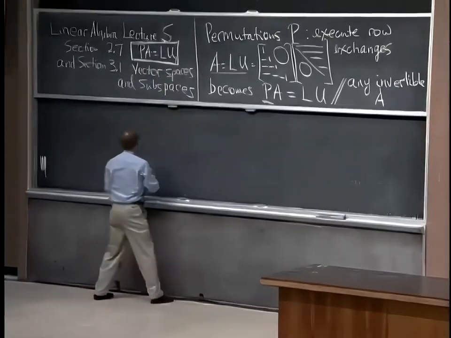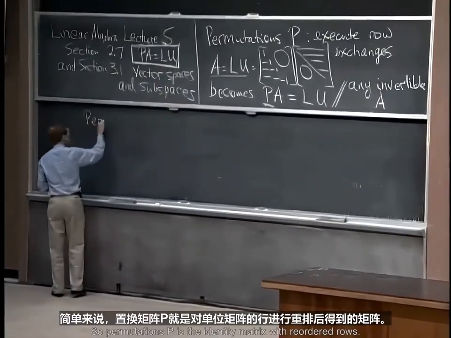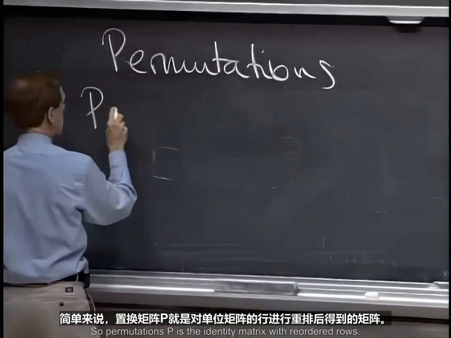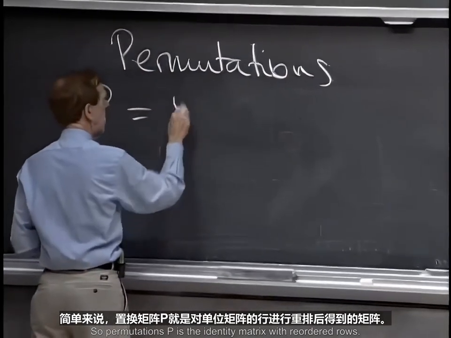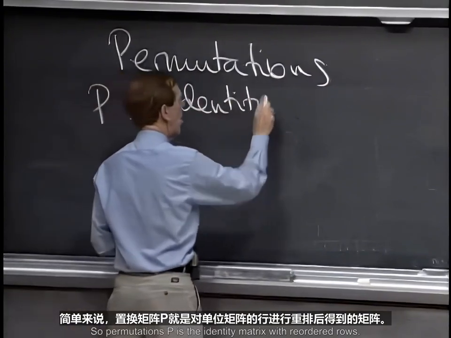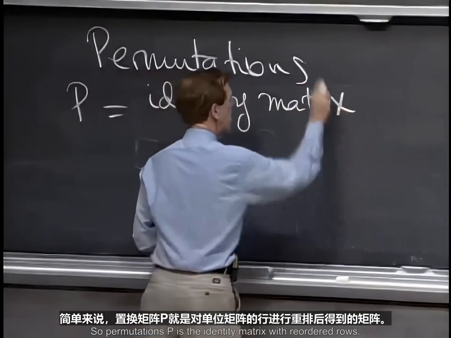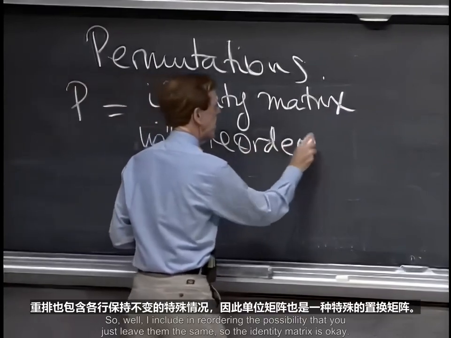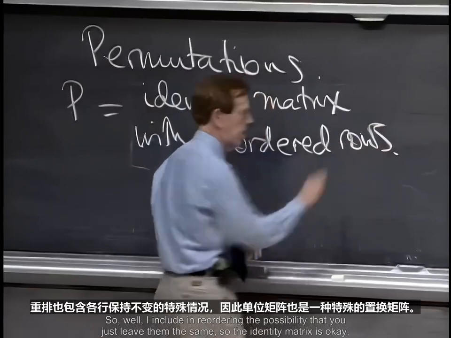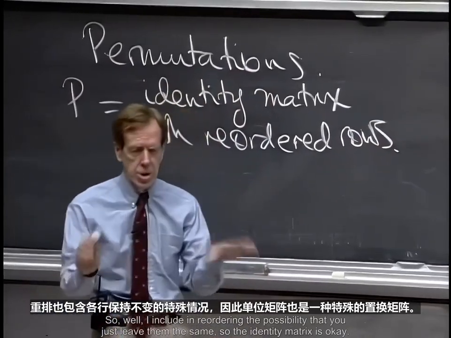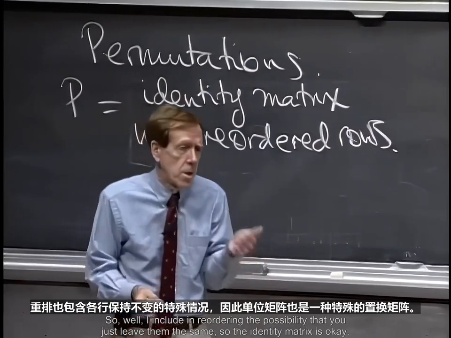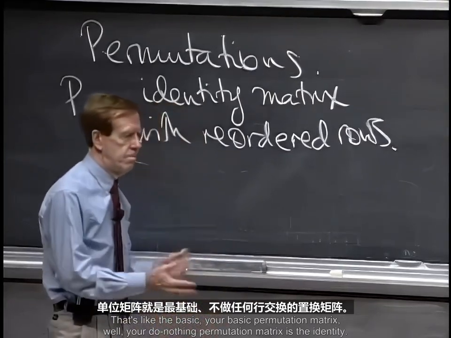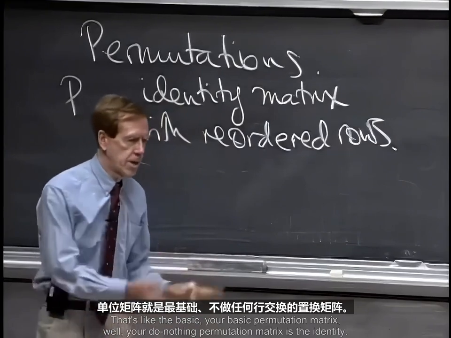Remember what P was. Permutations. P is the identity matrix with reordered rows. Well, I include in reordering the possibility that you just leave them the same. So the identity matrix is okay. That's like your basic permutation matrix. Well, your do-nothing permutation matrix is the identity.